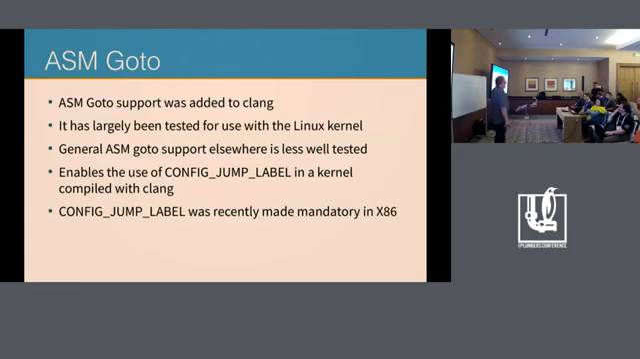asm goto has now been added to Clang, and in fact has been tested very heavily with the Linux kernel, which is very helpful because, for instance, amongst other things, CONFIG_JUMP_LABEL has now been made mandatory in the x86 kernel. So it was actually absolutely required. Interesting thing, of course, is that asm goto, though well tested with the kernel because of the companies that are now using it with their kernels, is actually less well tested in user space. So for non-kernel targets, asm goto still is a work in progress in certain situations.